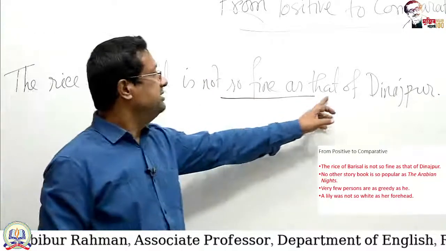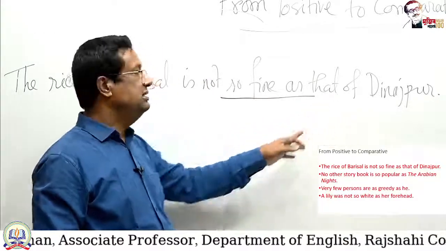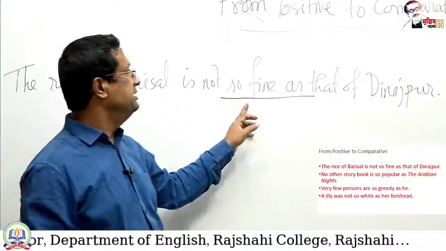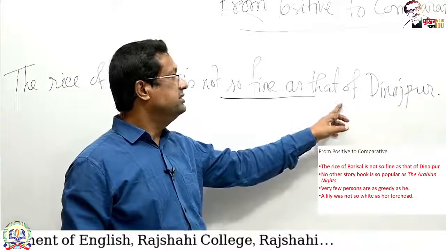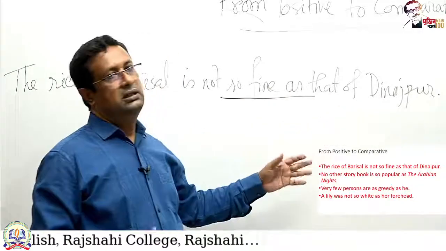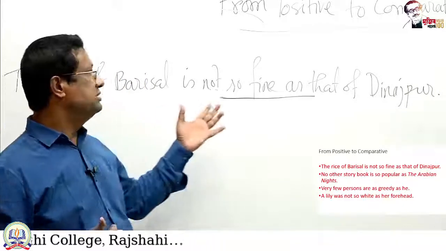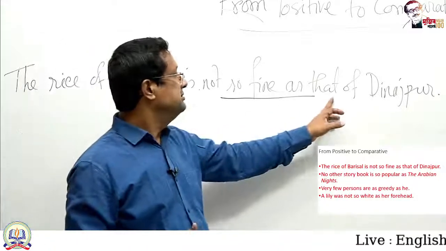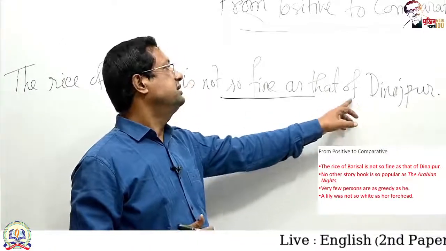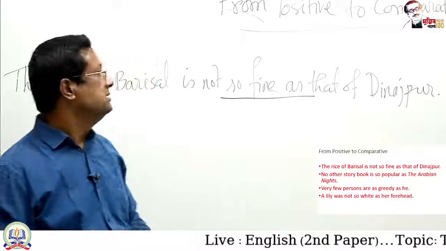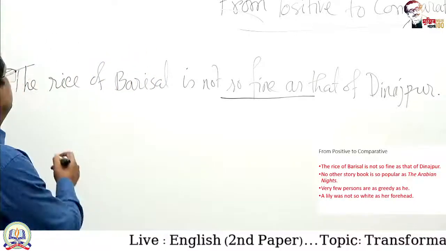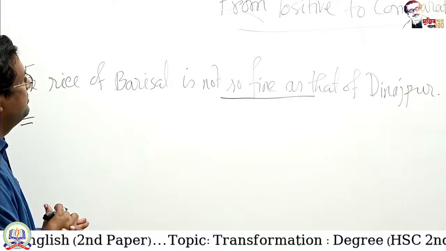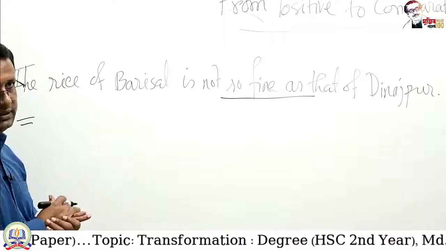And what is the meaning of that of Dinajpur? Actually, the rice of Borishal is not so fine as the rice of Dinajpur. But the rice of Dinajpur would be repeated twice, and to avoid this, it has been mentioned with that of. That of Dinajpur means the rice of Dinajpur. So, dear students, we will change this into comparative form. So, we will change the subject here.